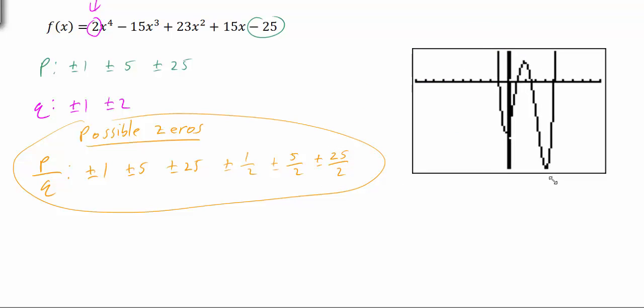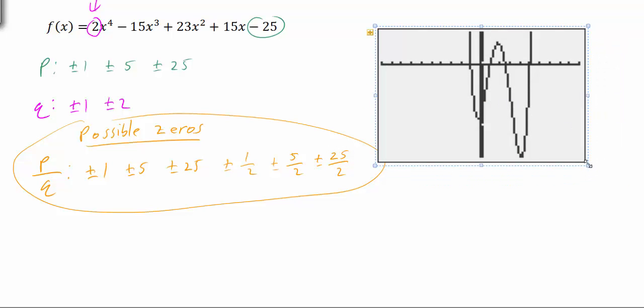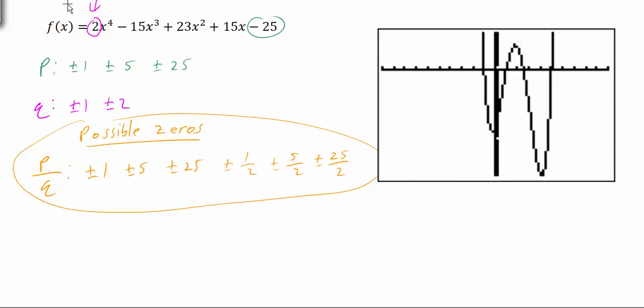Now, how can this help us find the zeros? Well, we don't even have to worry about all of these possible zeros because we know that we're going to have 1, 2, 3, 4 zeros. And remember, if we look up here, our largest exponent is 4, so that's the total number of zeros that we're going to have. And notice we have 1, 2, 3, 4, so that's all of our zeros.